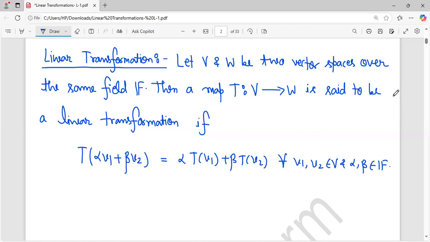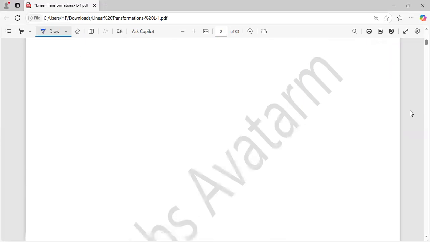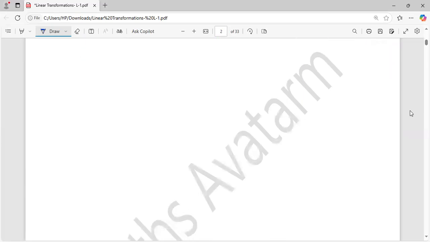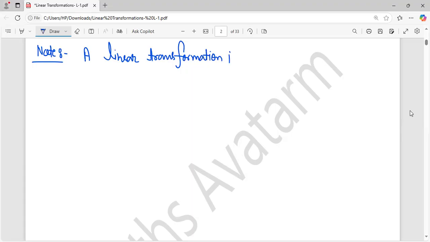Okay. Note that a linear transformation is also called a linear map.